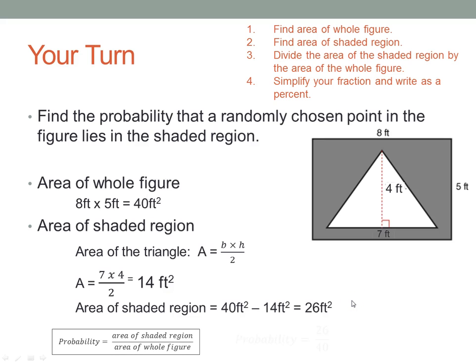So I do 26 feet squared over 40 feet squared. I could simplify that to 13 over 20. And in percent terms, it's 65%.